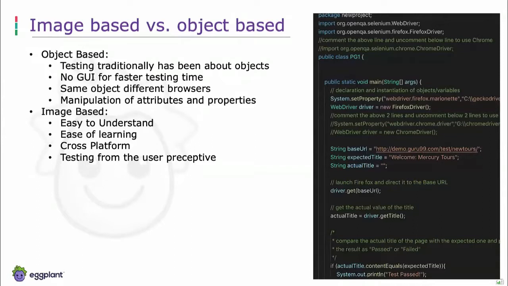For image-based testing, it's easy to understand. Does the image of a dog appear on the screen or not? Yes or no. What objects do is look at the divs, the height and the width of the image, whether it's displayed, whether it's stretched across the screen, or whether it looks proper.